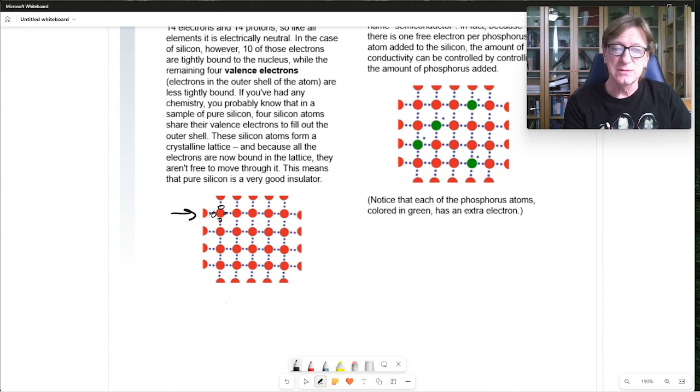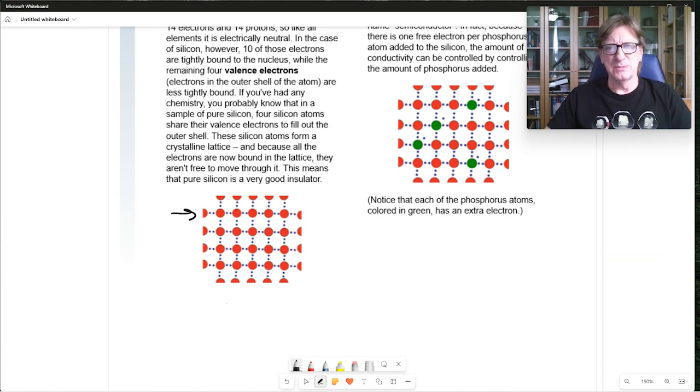The crystalline lattice that gets formed is due to the fact that silicon shapes up very nicely. It can share with all of the surrounding silicon atoms, and you get this beautiful crystal lattice. We don't have any free electrons here, or even electron holes. All of our valence slots are filled. So silicon is an excellent insulator.